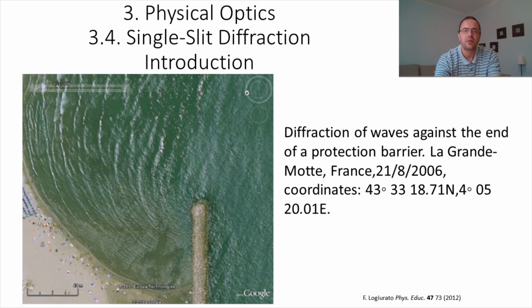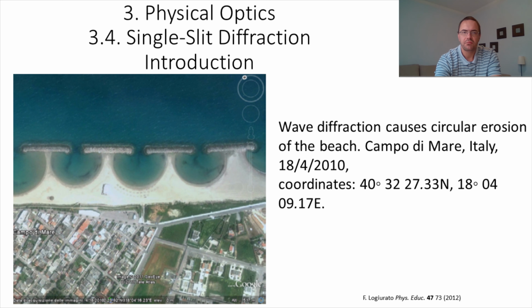This picture is from La Grande Motte in France, and you can see a protection barrier, and the waves also seem to bend around this barrier to propagate behind the barrier. This one is from Italy, and again you can see the circular erosion of the beach after the openings.